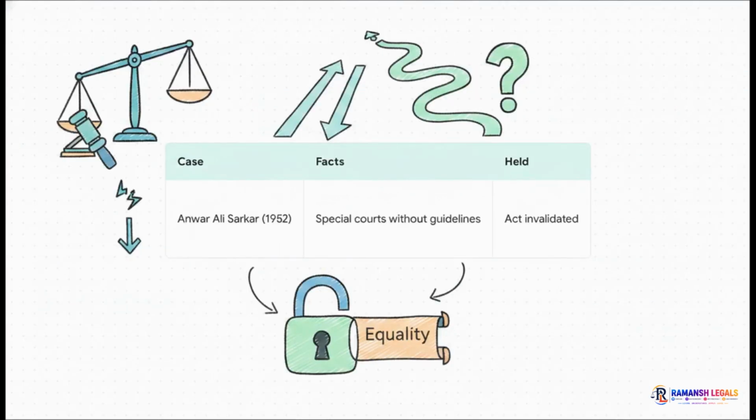So let's look at a foundational case from 1952, State of West Bengal versus Anwar Ali Sarkar. Definitely write that case name down. The facts here are that the West Bengal Special Courts Act allowed the government to direct certain cases to special courts for speedier trials, but they provided absolutely zero guidelines on which cases. So what was held? The Supreme Court invalidated this act.